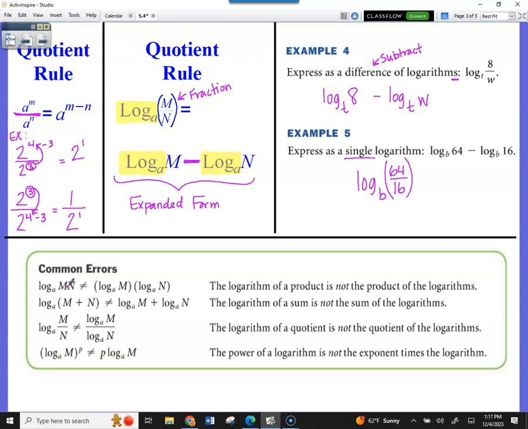Fraction or division goes to subtraction, the ones that rhyme. A fraction goes to a subtraction. And then a power comes to the front as a coefficient. Those are the 3 categories.